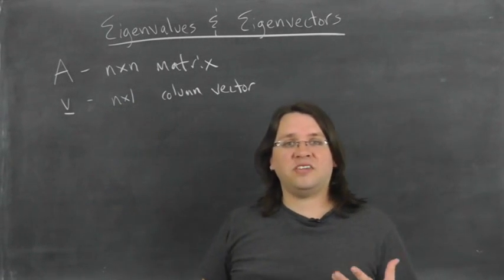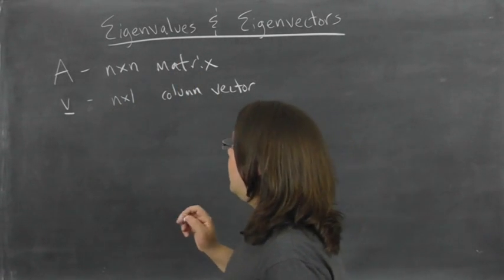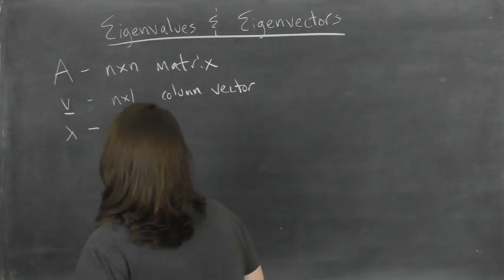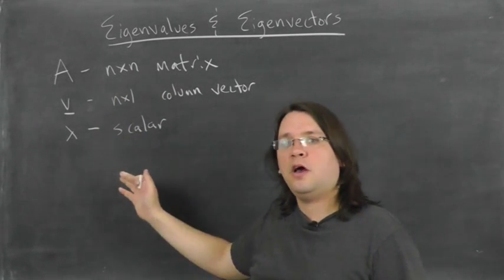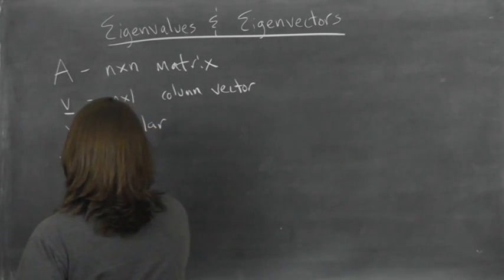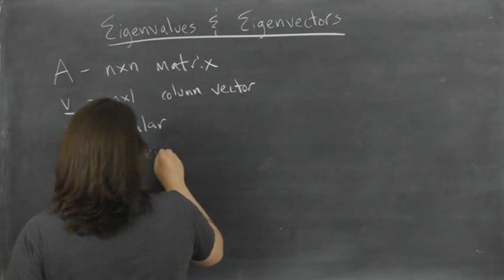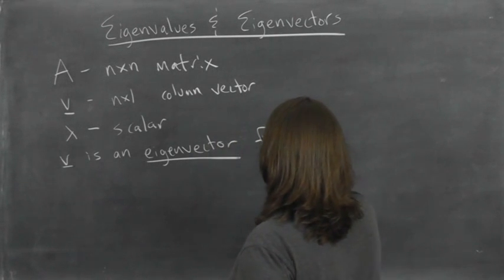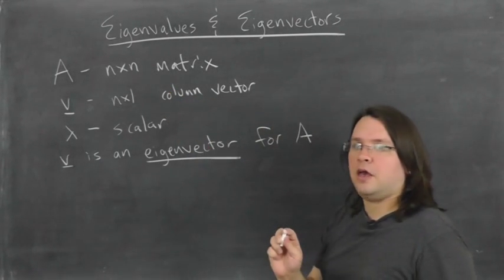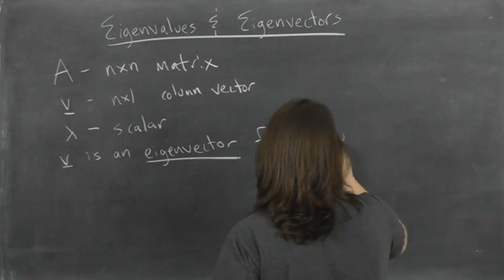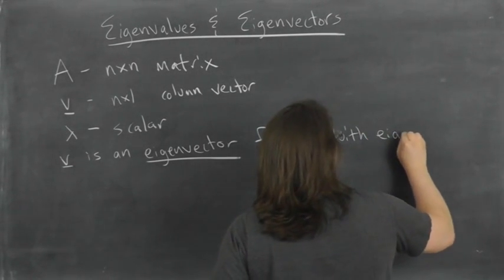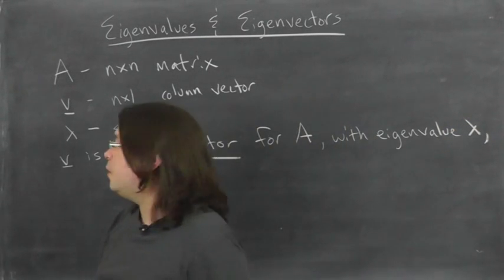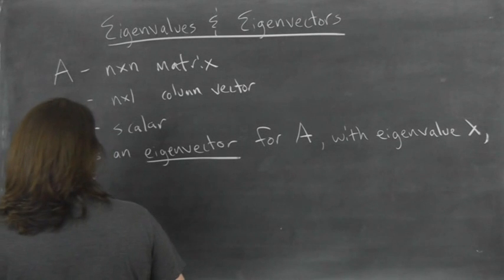And then I'm going to need a scalar. The scalar is going to happen to be my eigenvalue. So that's going to be lambda. And this is a scalar. So this is kind of the setup. And we say that V is an eigenvector for the matrix A with eigenvalue lambda if, well, we need two things.